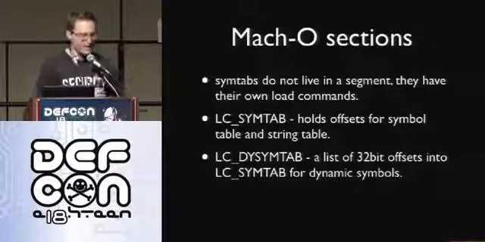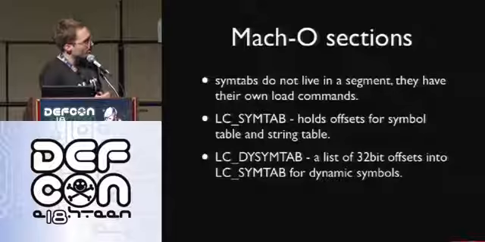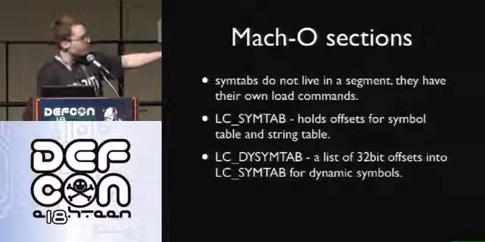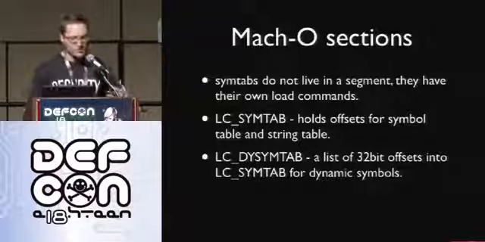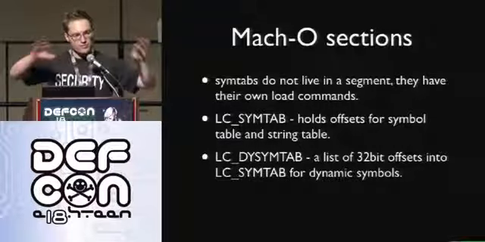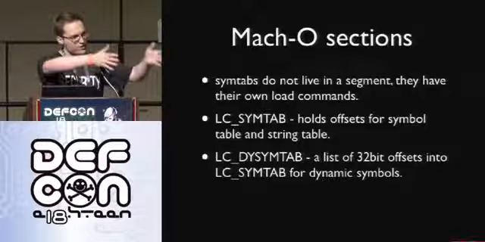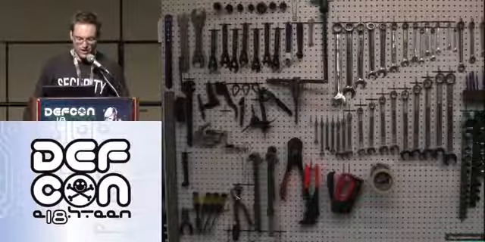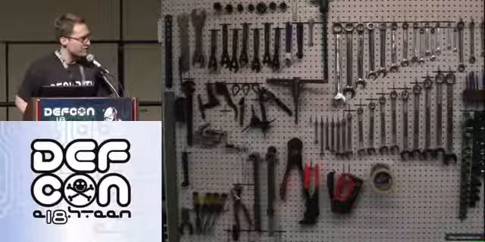And there's also a dysymtab. So the dysymtab in Mach-O, which describes how dynamic functions work, that's actually just a list of offsets into the symtab. So on ELF, you have two separate tables. On Mach-O, you have one table, and then you have a set of indexes into that table for things that are exported.